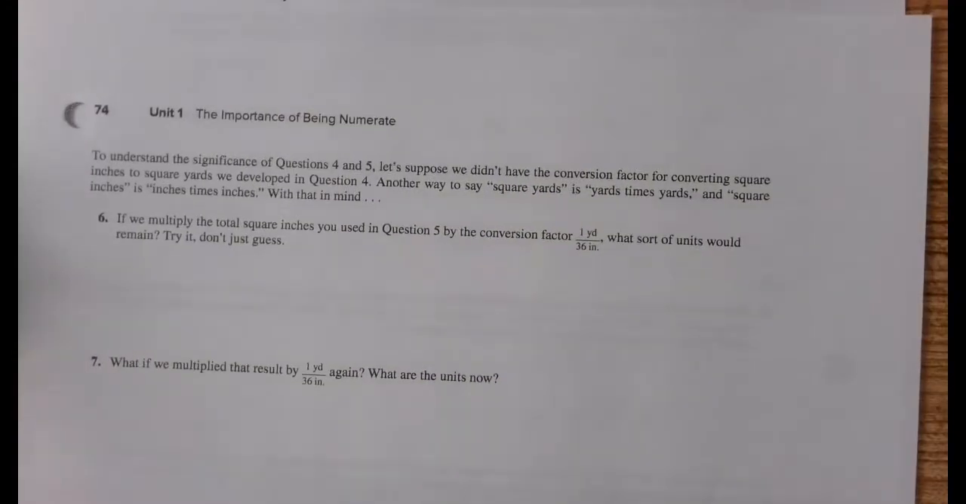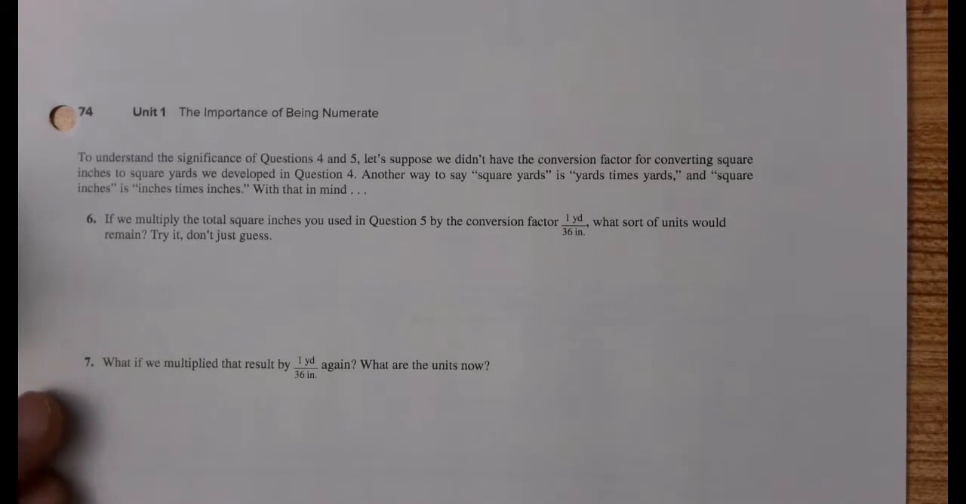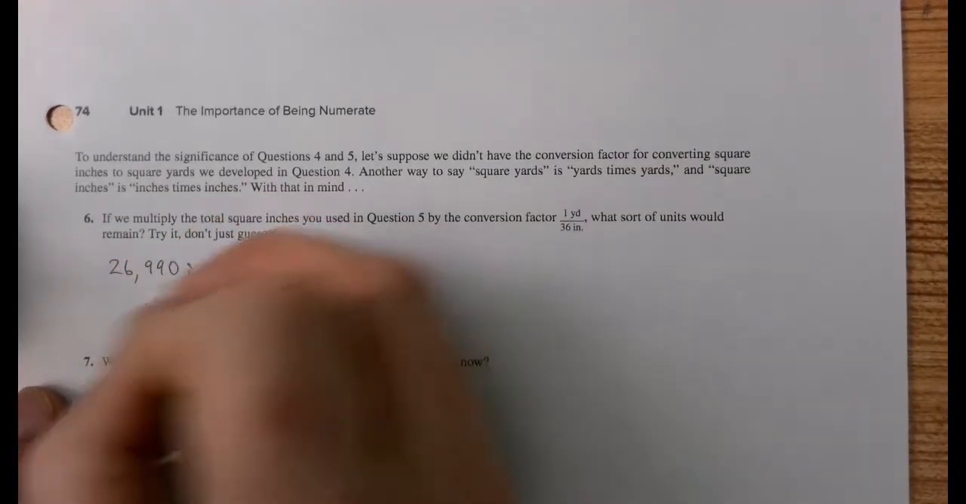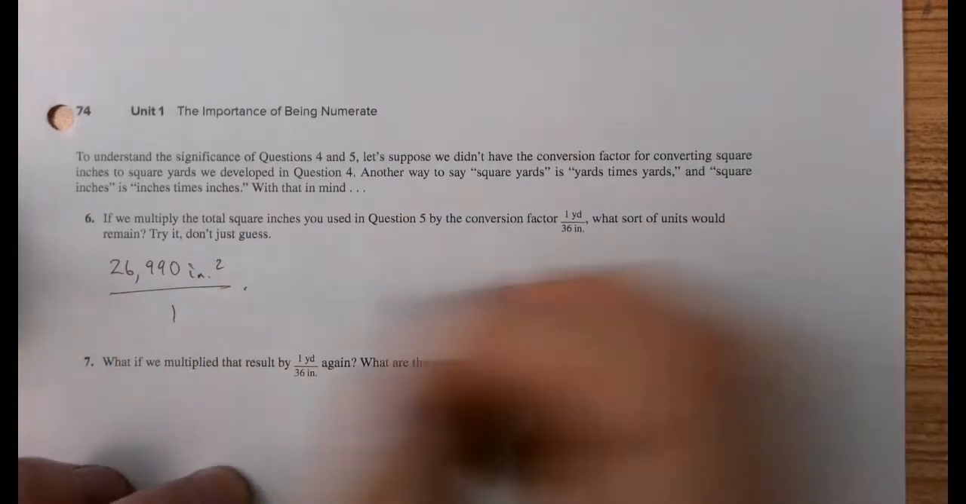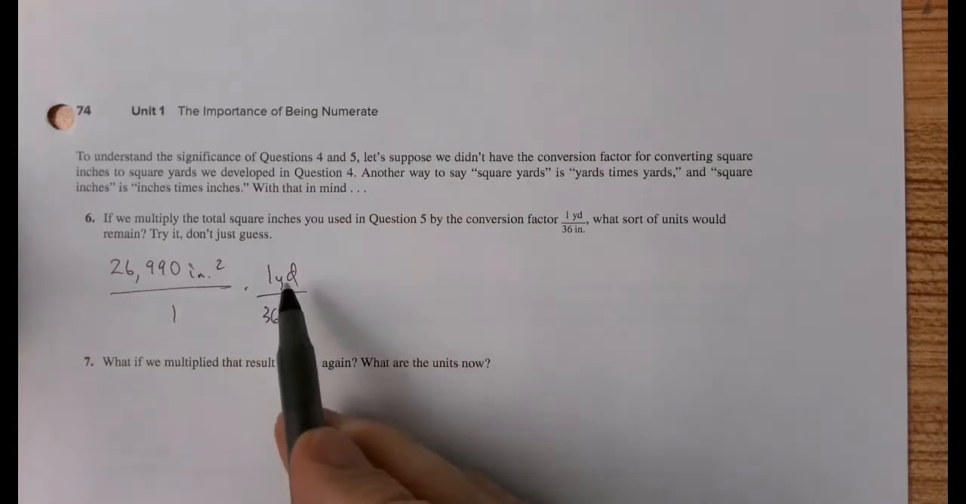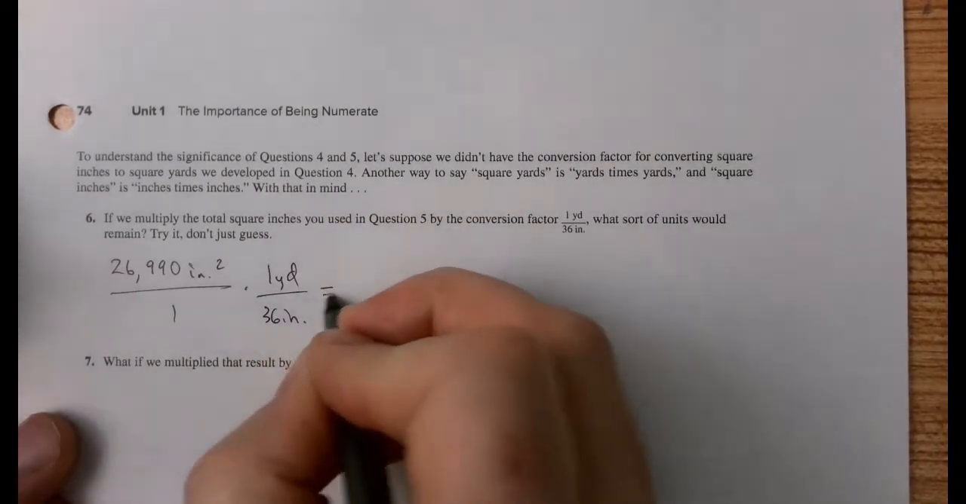He asks us to work through this problem. Well, why don't I just go through it? So he says, well, let's work with these total square inches. So we have 26,990 inches squared. And he says, well, why don't you multiply by 1 yard over 36 inches? That is the conversion factor from yards to inches, and note what happens.